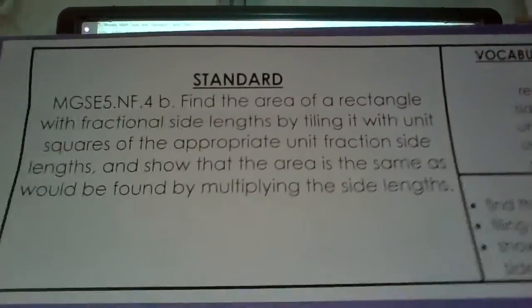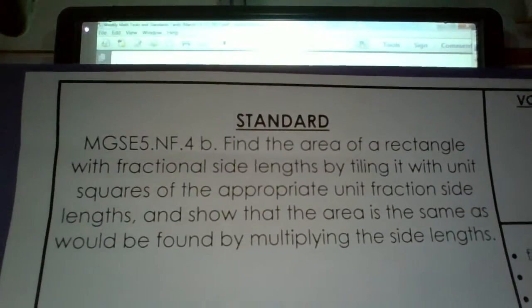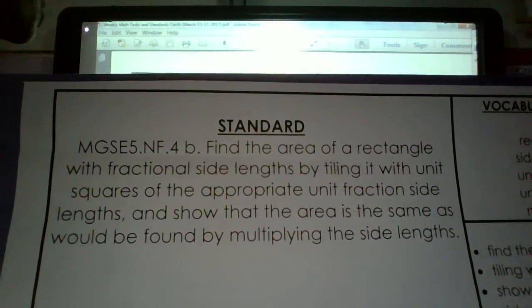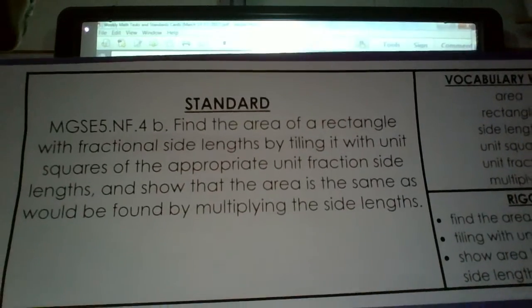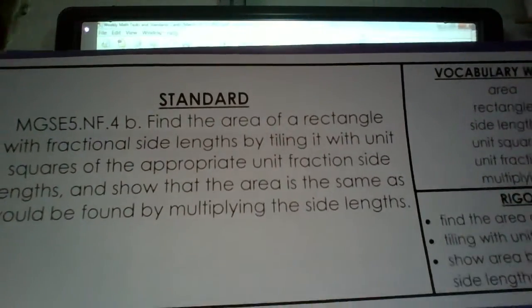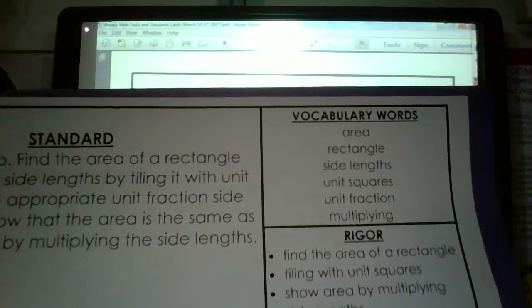Flipping it over to the back side, we have our standard. So go ahead and read that with me. It says, find the area of a rectangle with fractional side lengths by tiling it with unit squares of the appropriate unit fraction side lengths, and show that the area is the same as would be found by multiplying the side lengths. We have some vocabulary words.